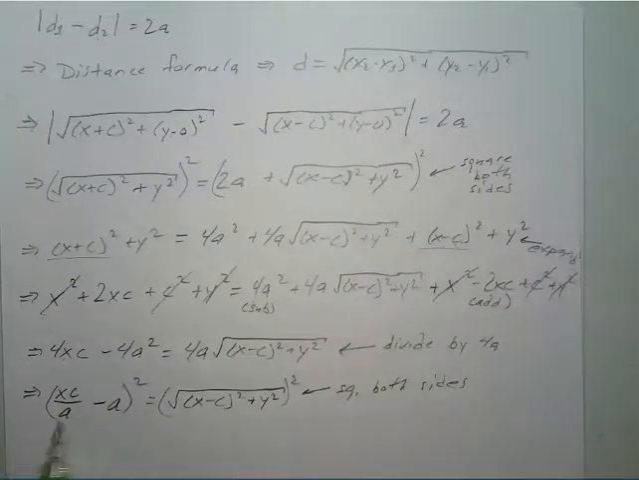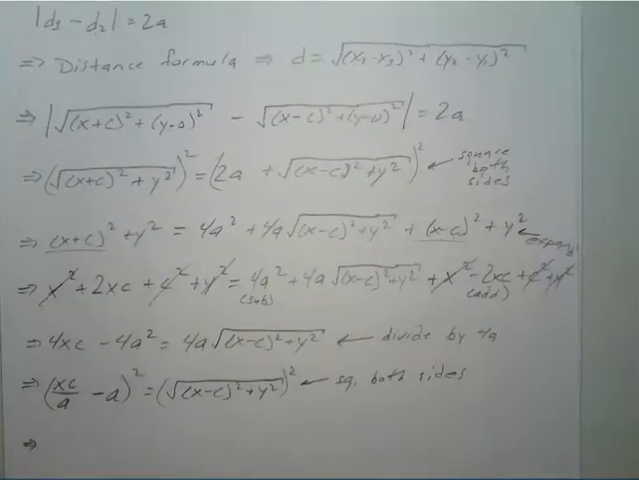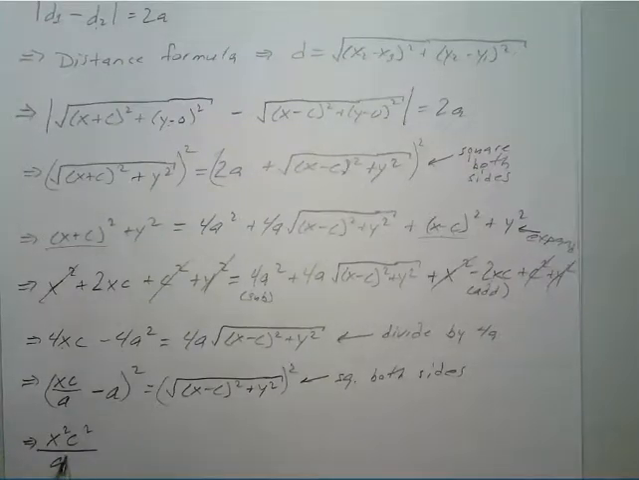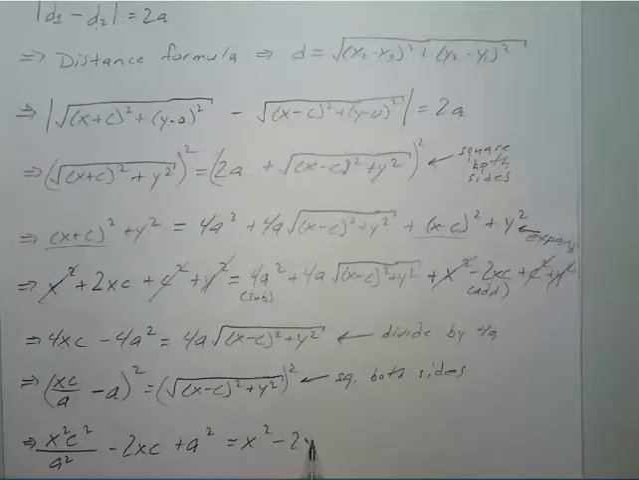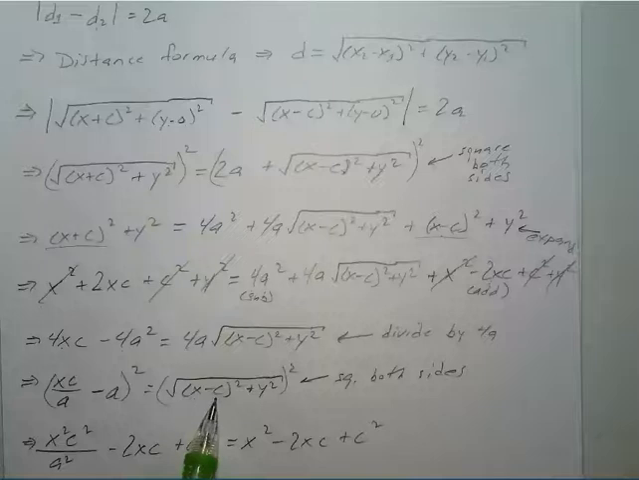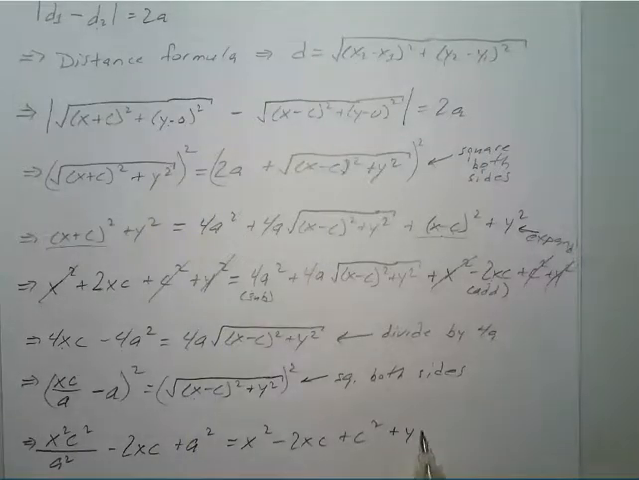So that means we square this side and we square this side. If we multiply this by itself and then use the FOIL method, we will end up with x²c²/a² − 2xc + a² is equal to x² − 2xc + c². Remember, we're just expanding this out because our square and our square root cancel. And we're expanding this one using (x − c) times (x − c) and then using the FOIL method, plus y².